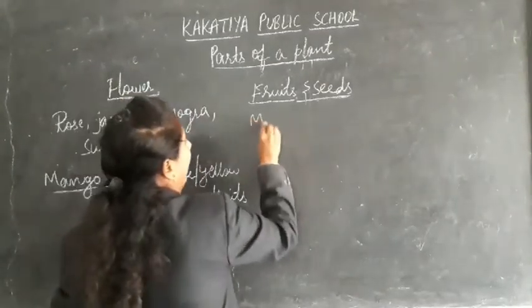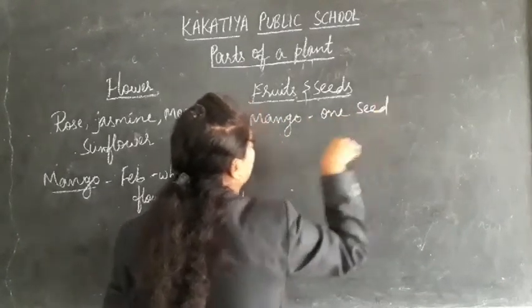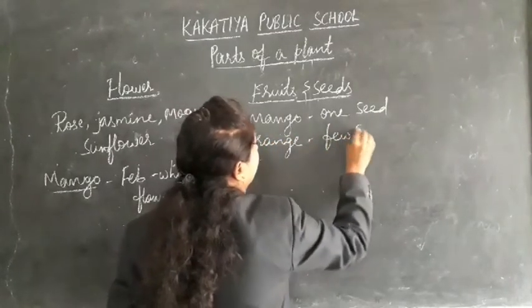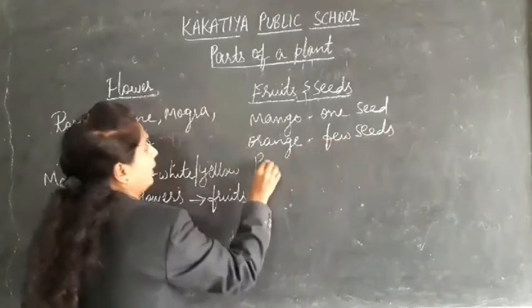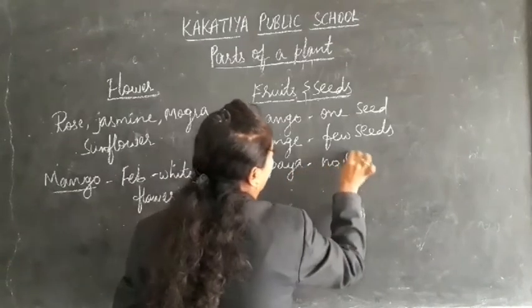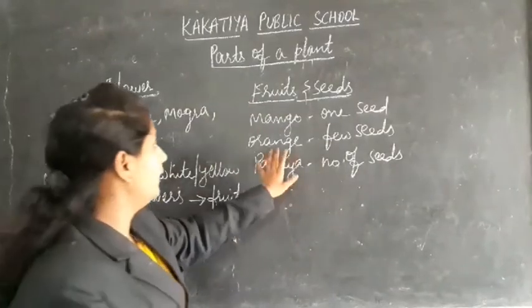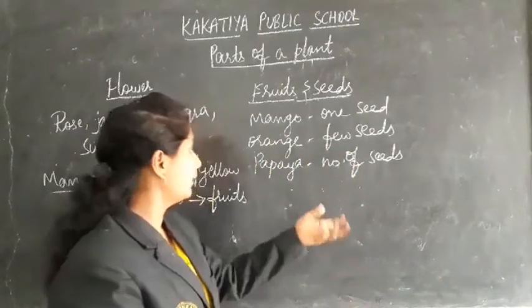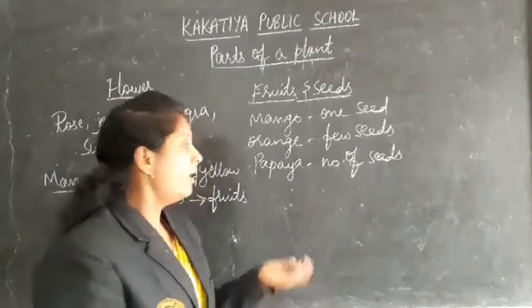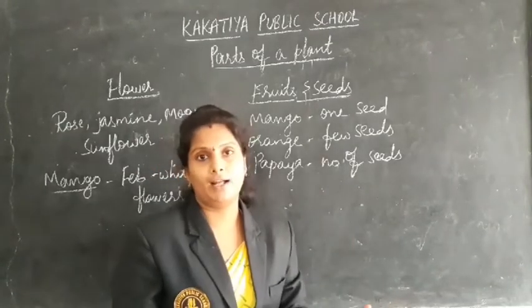Coming to the mango. Mango contains only one seed. Orange contains few seeds. Watermelon contains a number of seeds. Mango contains only one seed. Orange contains few seeds, we can count like 10. But papaya contains a number of seeds in it. Again, these seeds, if we sow in the soil, we will get a new plant again.